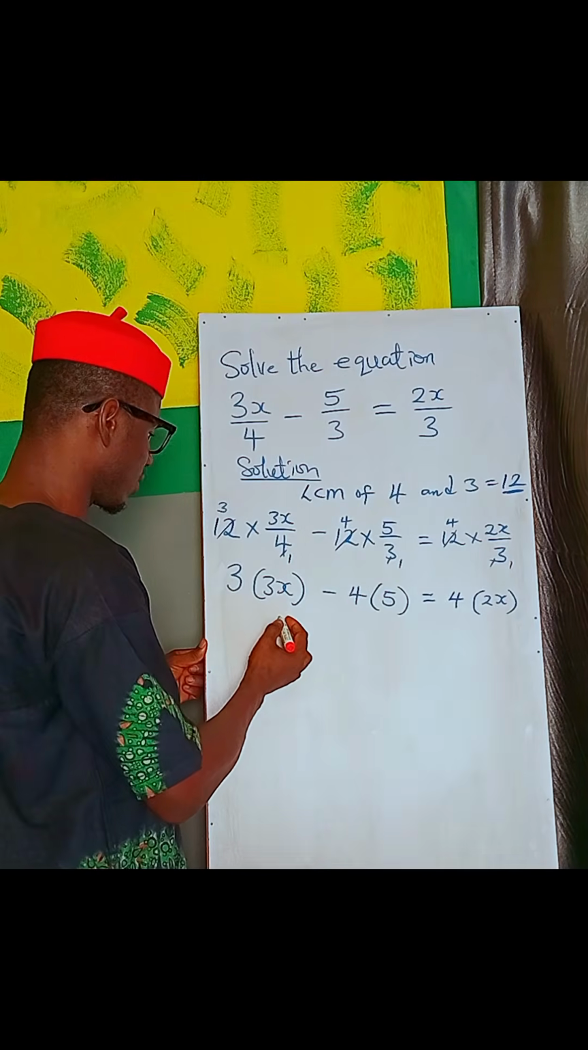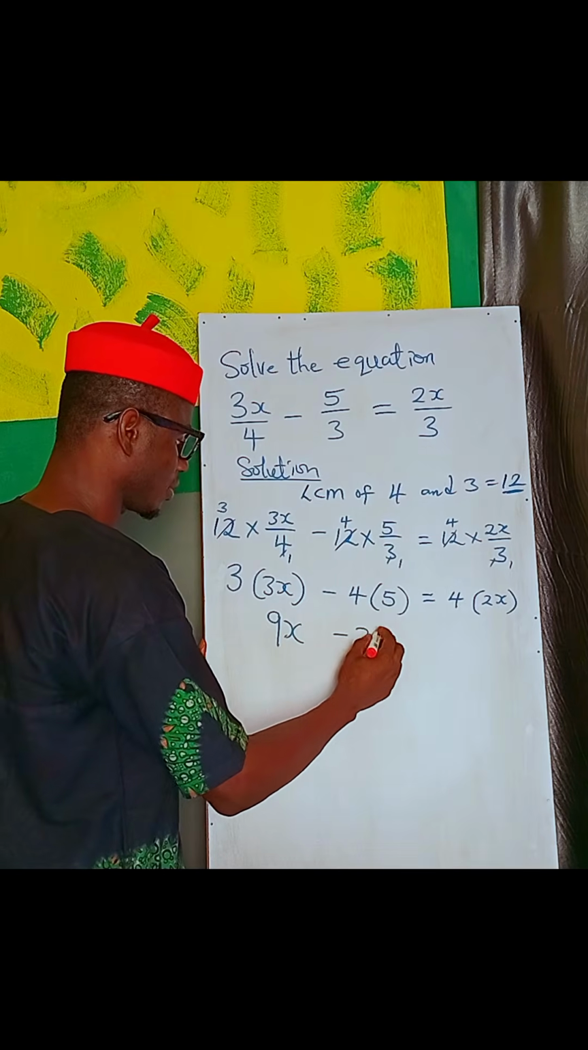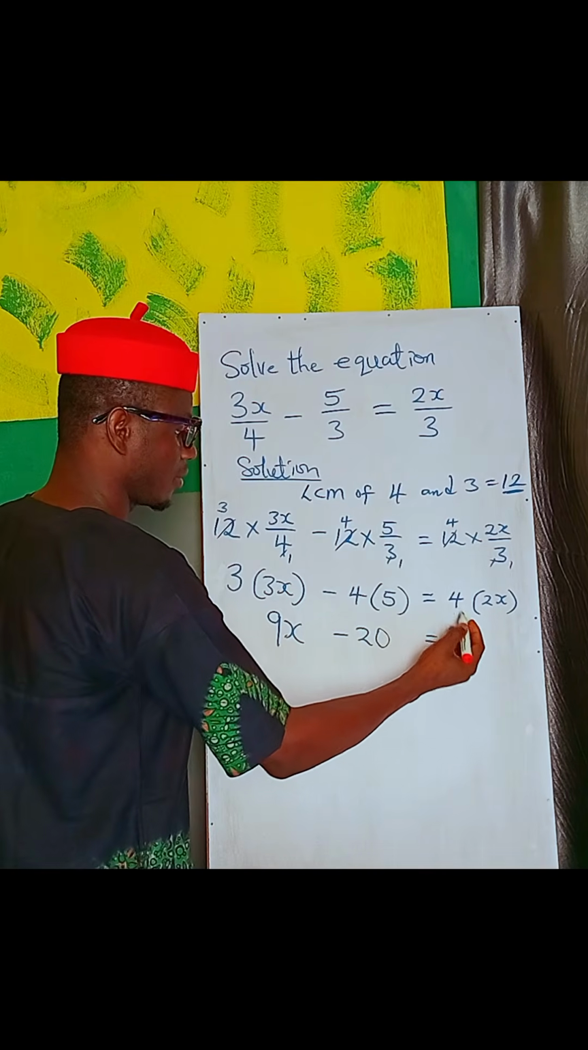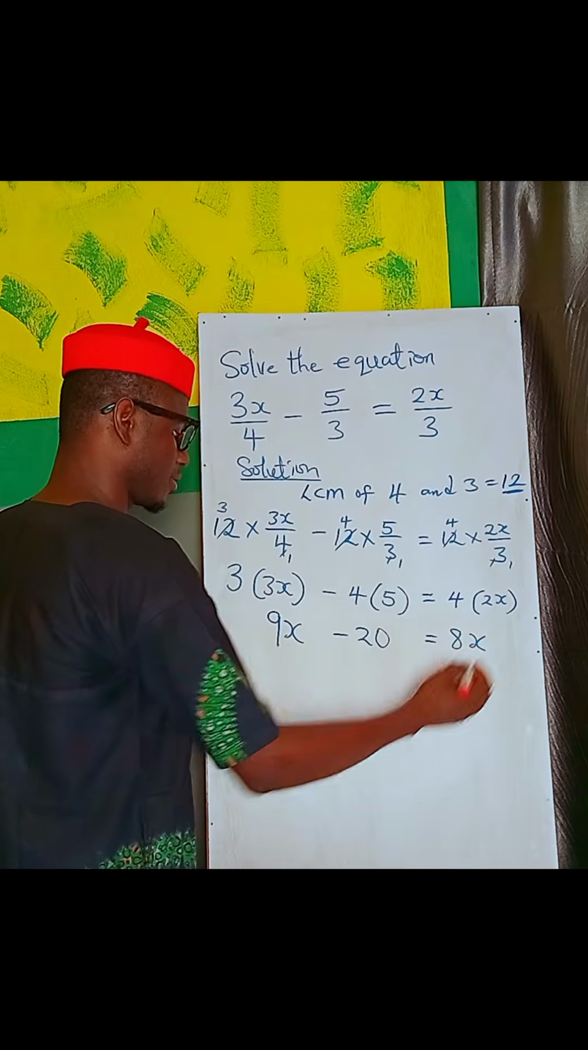So let's open the brackets that we have. 3 times 3x will give us 9x. Minus 4 times 5 will give us minus 20. Then we'll have our equal sign. 4 times 2x will give us 8x.